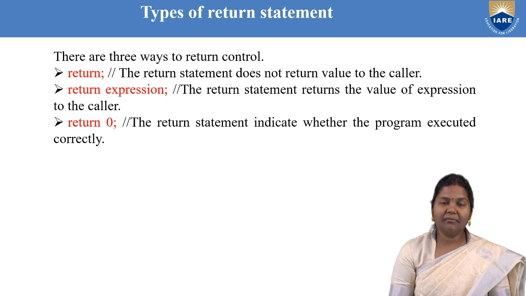Second one is called return with an expression. The return statement returns the value of the expression to the caller. Or you can write return 0. This return statement indicates that the program is executed correctly without any error. If it is -1, then normally that indicates that the program has some error. But return 0 indicates that the program has executed successfully without any error.